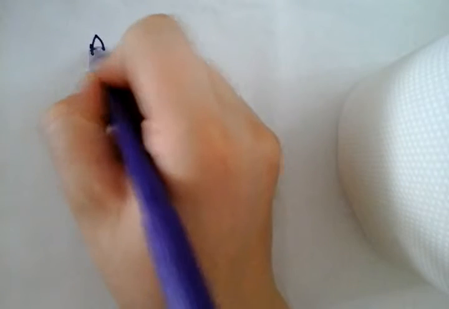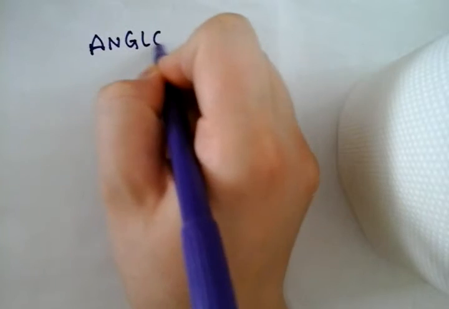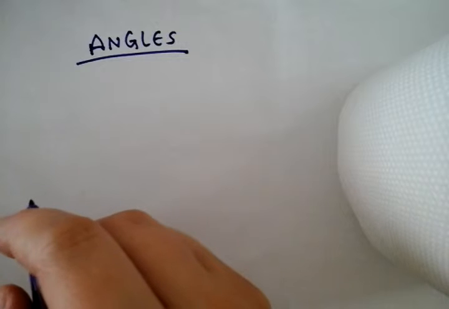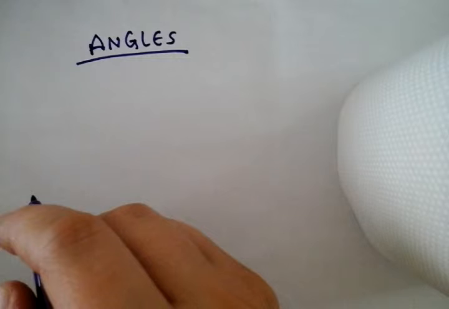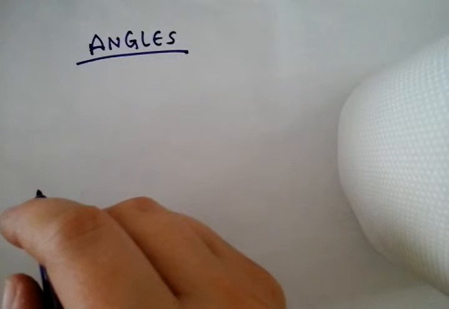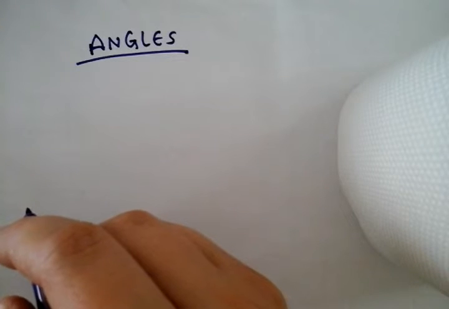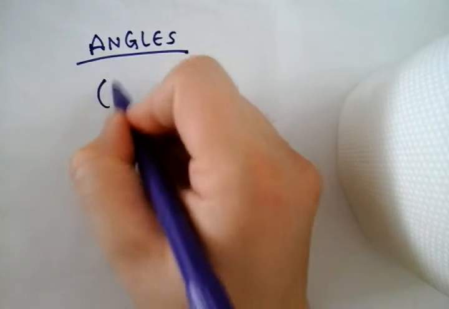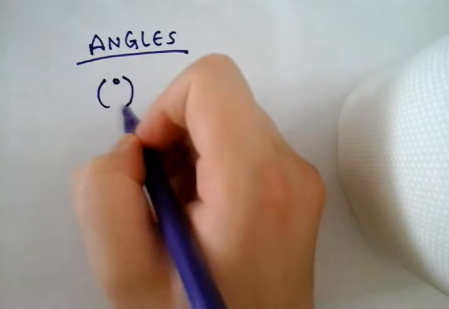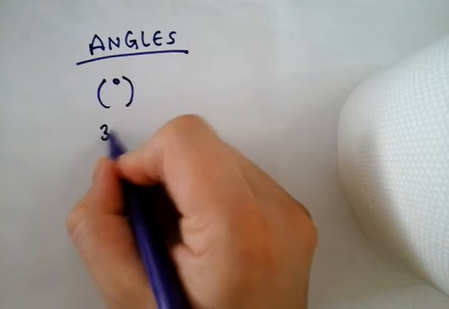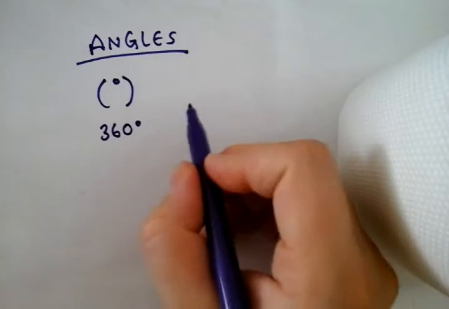So the next topic is angles. And it says, I can order a set of angles and follow directions which involve half turns or turns through 90 degrees or 360 degrees. So in the example, we have angles are measured in degrees. Okay, so that's the little circle on top. The whole turn is 360 degrees, so 360 degrees is a whole turn.